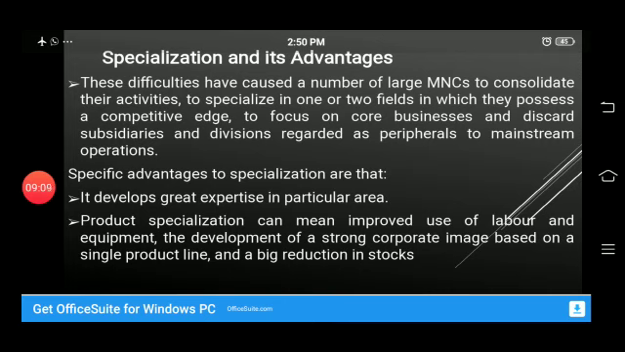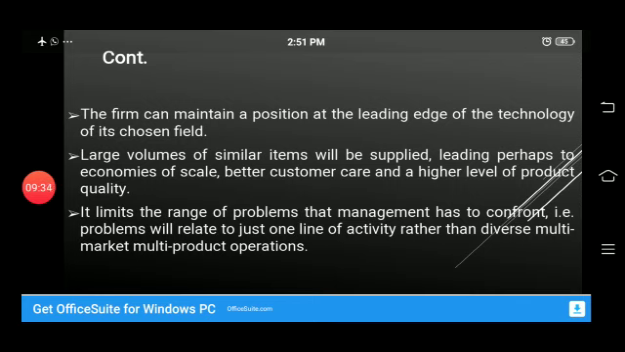Specific advantages of specialization are that it develops great expertise in a particular area. Product specialization can mean improved use of labor and equipment, the development of a strong corporate image based on a single product line, and a big reduction in stocks. The firm can maintain a position at the leading edge of the technology of its chosen field.